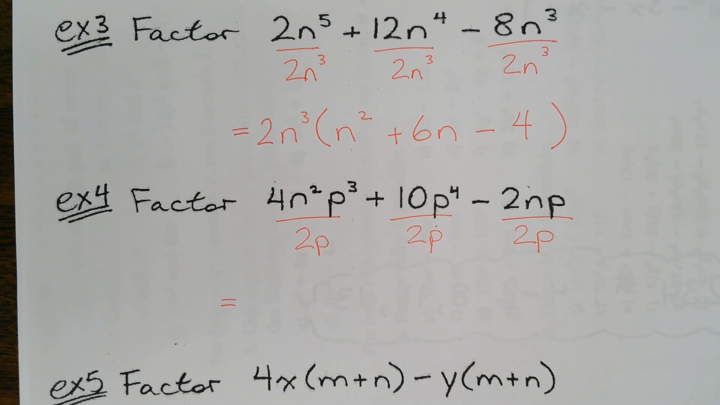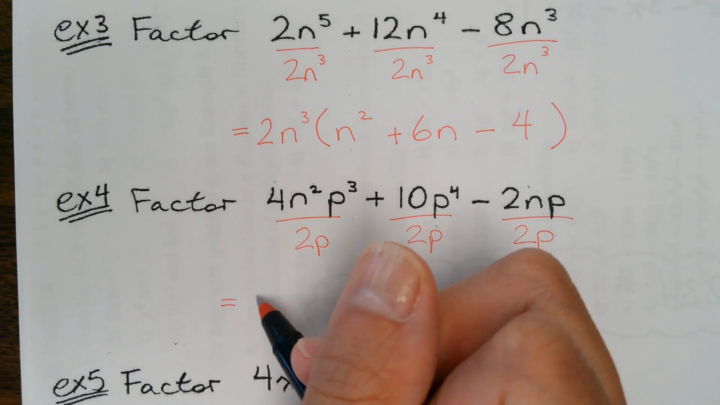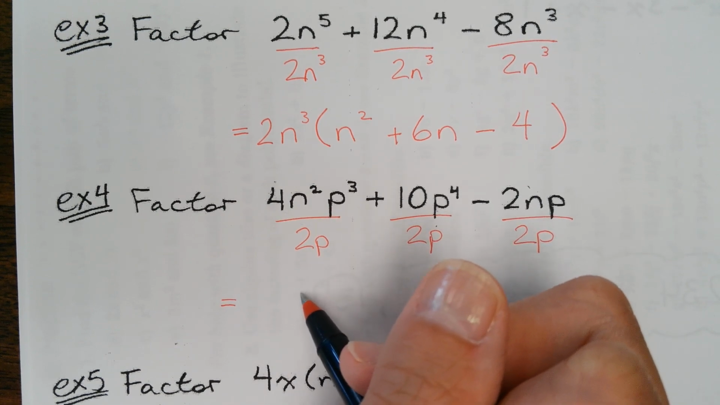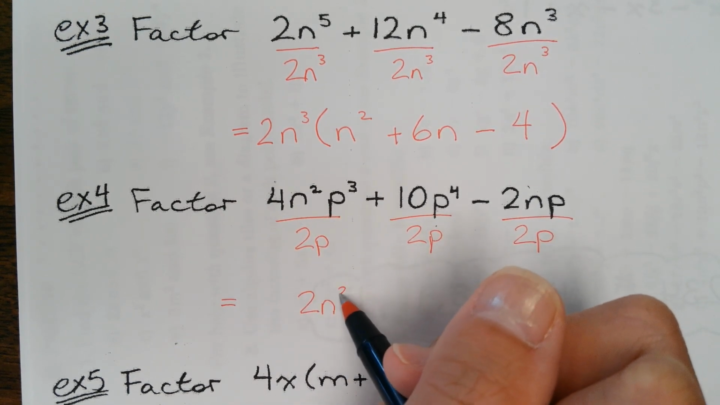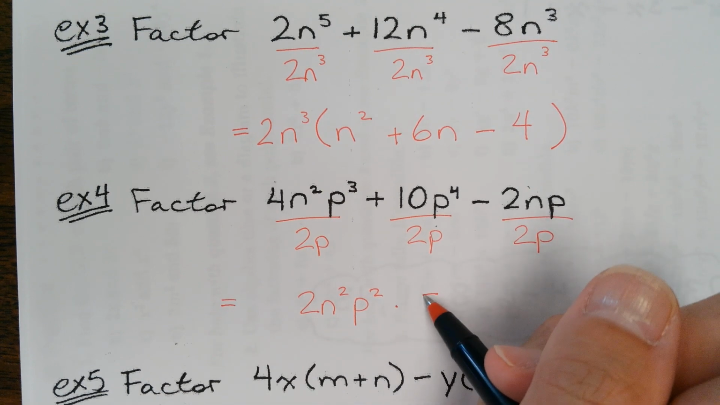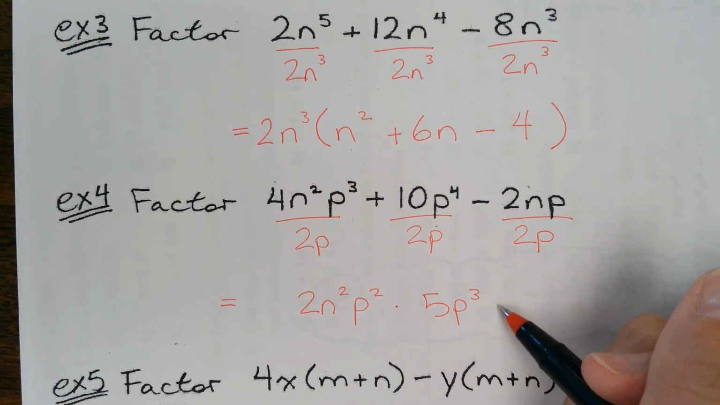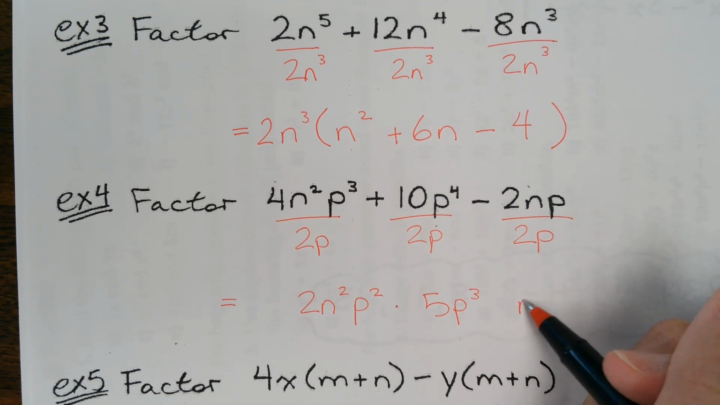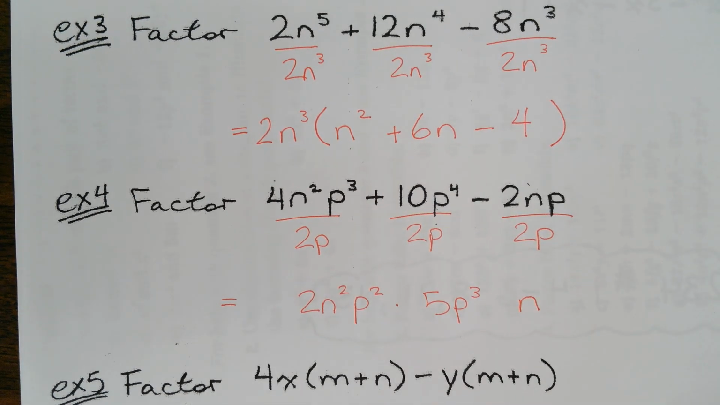Alright, so Jason? Yeah. 2n squared p squared. 2n squared p squared. 5p cubed. N. Okay. So this is what he told me on the test. I'm going to give this a 1 out of 3. Okay. What's wrong? What's one thing that's wrong?